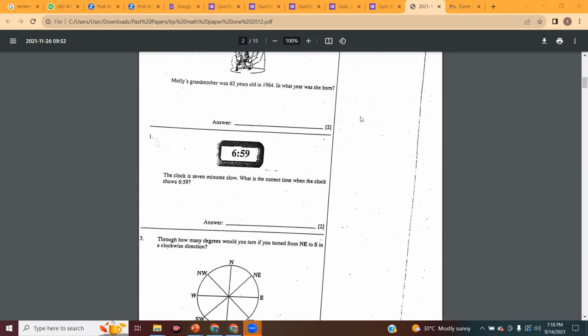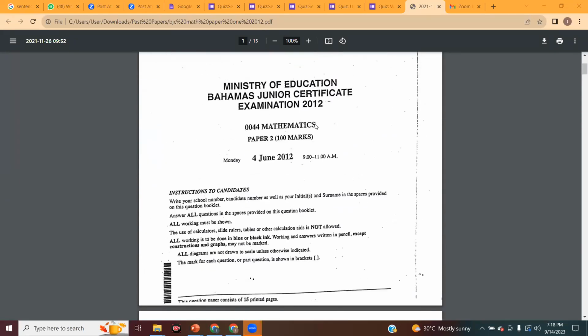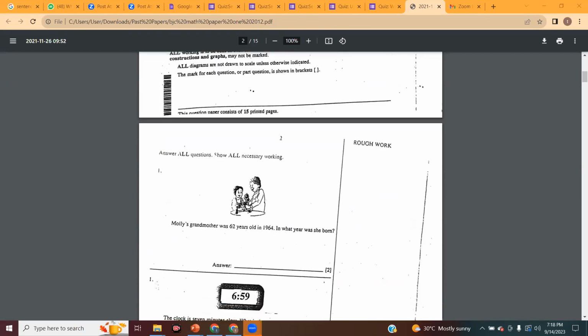Mr. Petit, I only see one paper. I mean, I only see paper 2 of the 2012 Math BJC past paper. Paper 2? I only sent paper 1. Excuse me, Mr. Petit. One moment, let's see. I only sent paper 1, Kedrini. Oh, I sent paper 2. That's paper 2 I sent, for real. Oh. Why did I send paper 2? All right, then paper 2 it is.